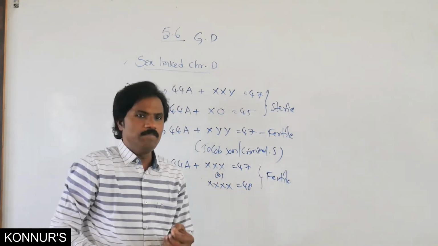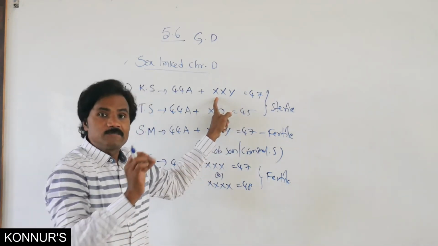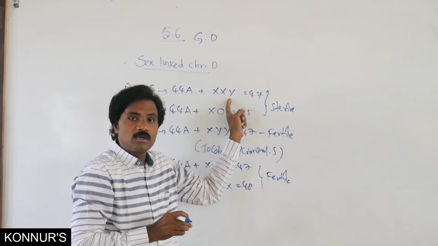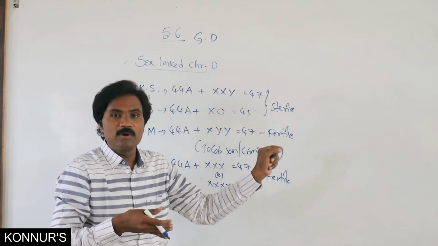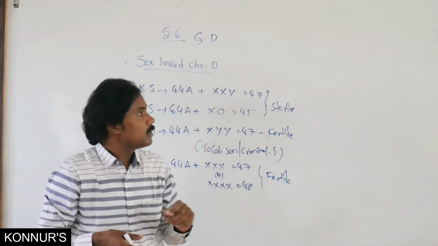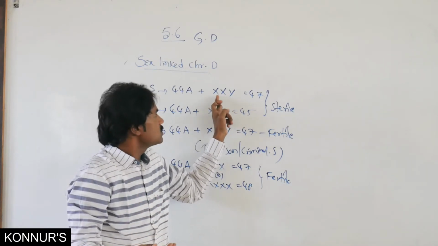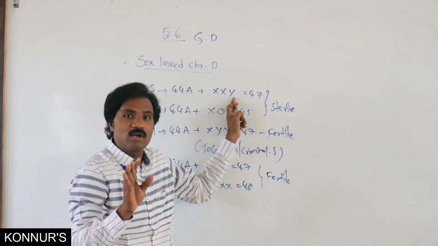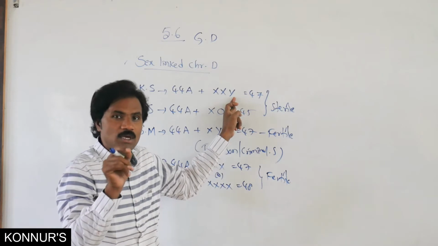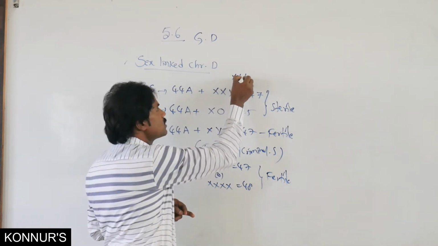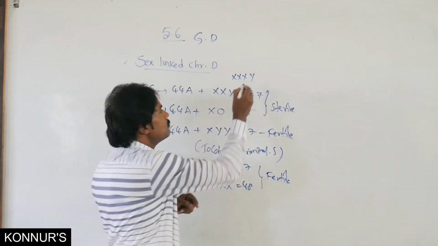Then, from the exam point of view, what is this XXY that is present? That is Klinefelter syndrome. What is the genotype of extreme Klinefelter syndrome? Then your answer: XXY is the normal Klinefelter syndrome. If they ask such a question about extreme Klinefelter syndrome, then you write one more X. That represents extreme Klinefelter syndrome.